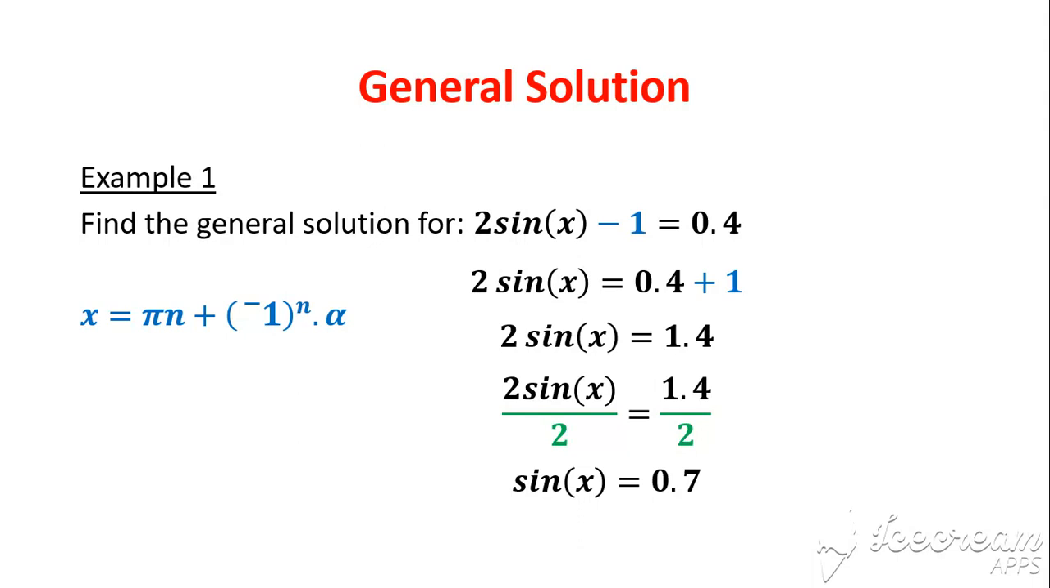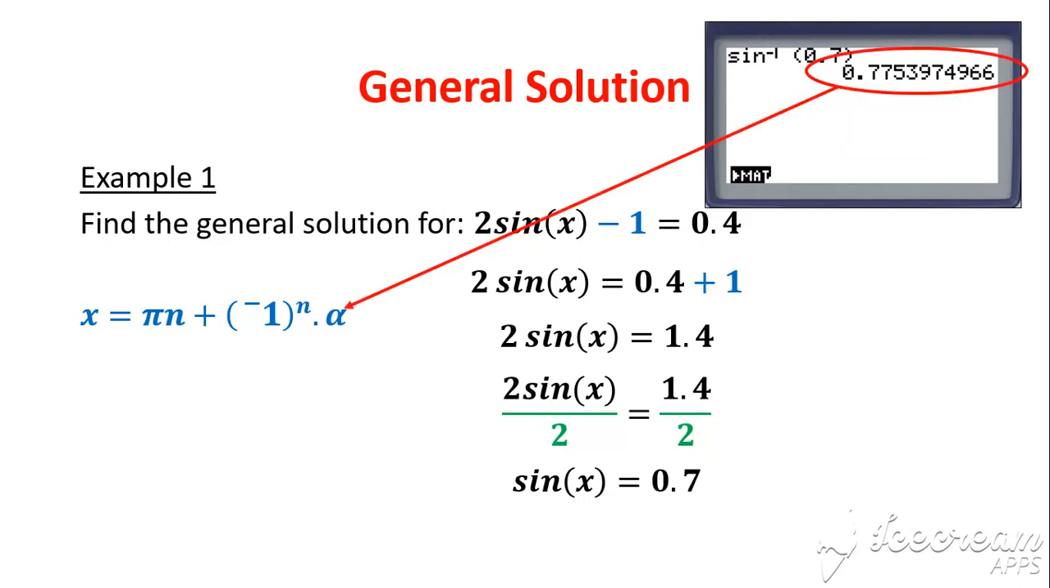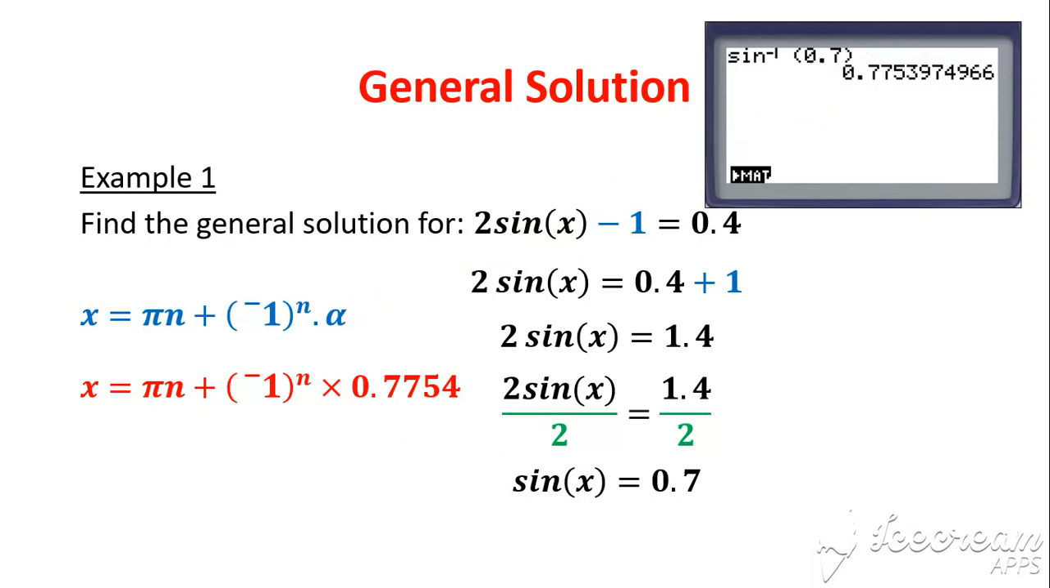Once we've got it into that form, we can take the inverse sine of 0.7 and get our value for alpha. Just make sure your calculator's in radians because we're using the radian general solution formula. So we get 0.7754, and this is the value we're going to use for alpha. So we can write down our general solution, x is equal to pi times n plus negative 1 to the power of n times 0.7754. And that's it. There's our general solution for this trigonometric equation.